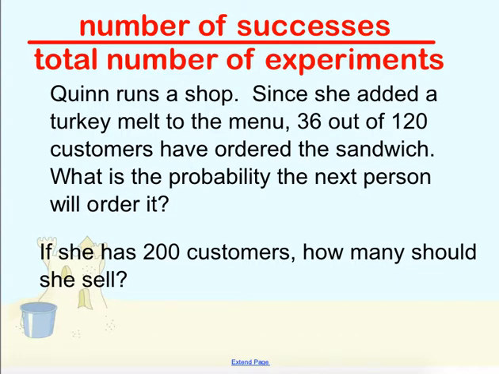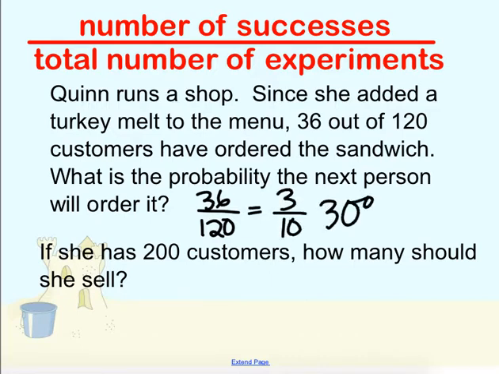All right, and another example. Quinn runs a shop. Since she added turkey melt to the menu, 36 out of 120 customers have ordered the sandwich. What is the probability the next person will order? Well, this is our experimental probability, 36 out of 120, which we can reduce to 3 out of 10. So 30% of the people are ordering this turkey melt.